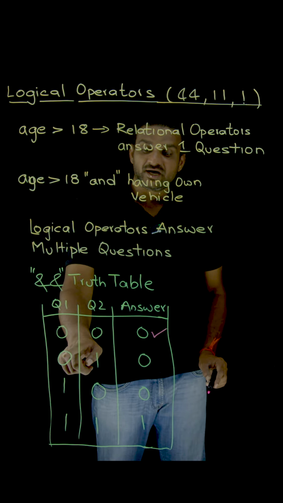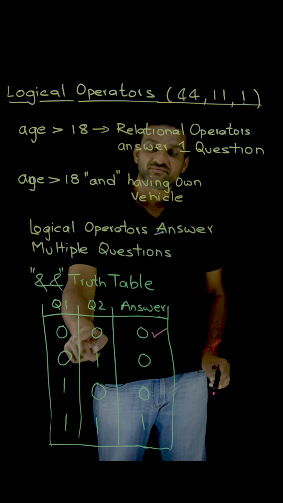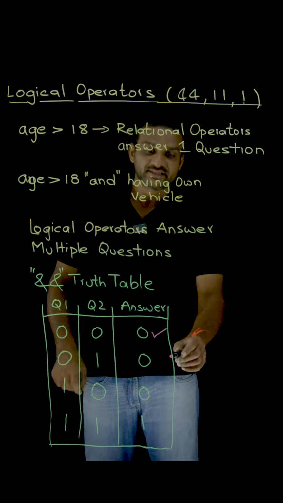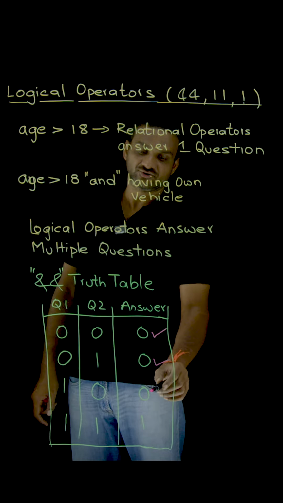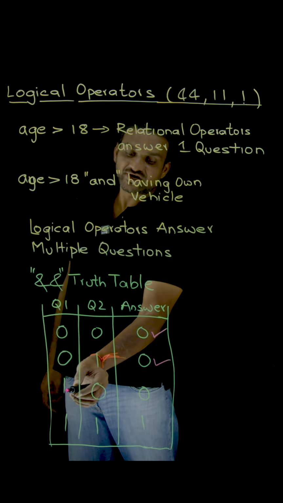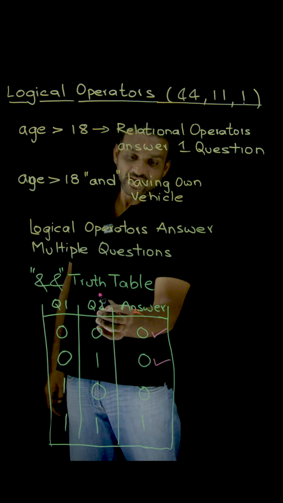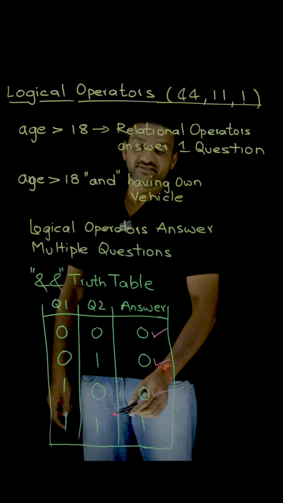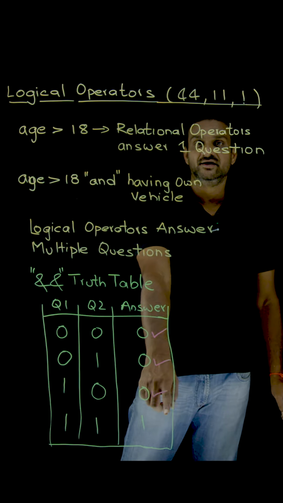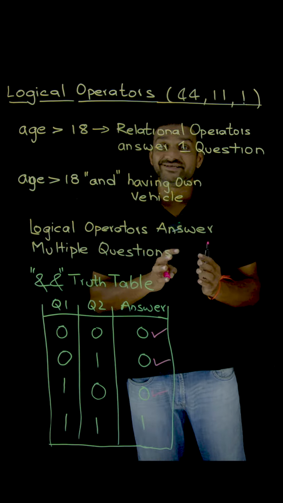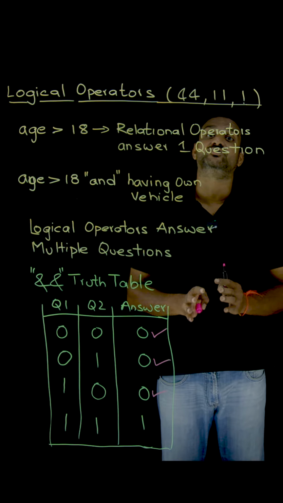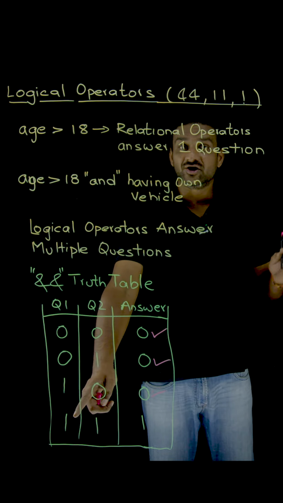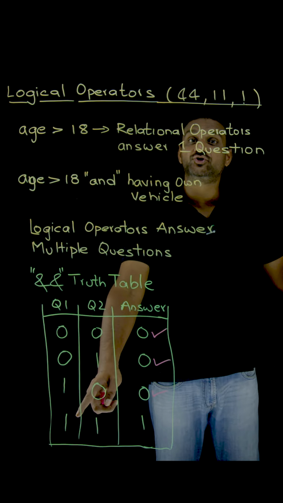If question 1 is producing an outcome of 0 and question 2 is producing an outcome of true, meaning 1, then the outcome is also going to be a 0. And similarly, if question 1 has an answer of 1 and question 2 is 0, then it is 0. And this is the case that we need to understand: in what conditions a logical AND is going to produce an outcome of 1. So this is the condition where a logical AND will produce an outcome of true.